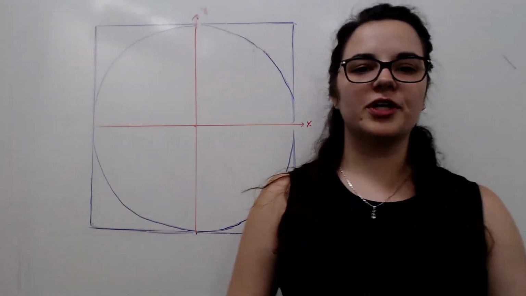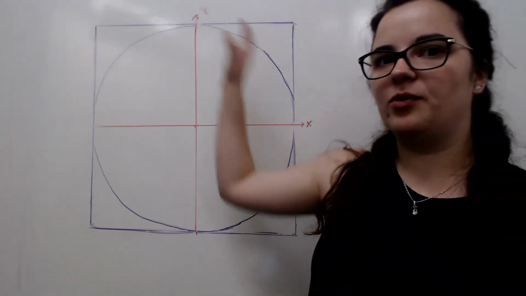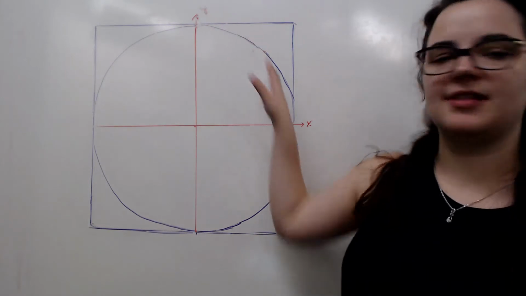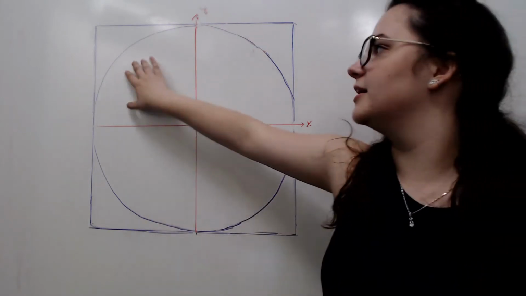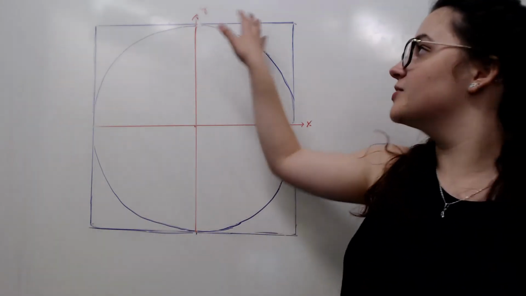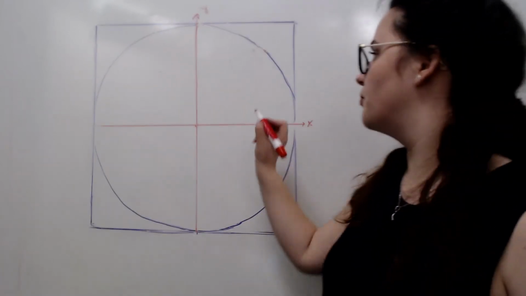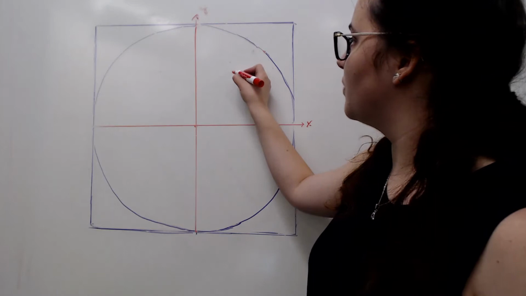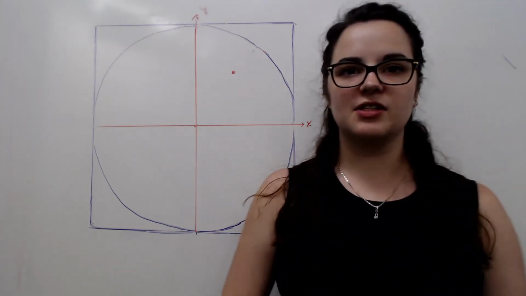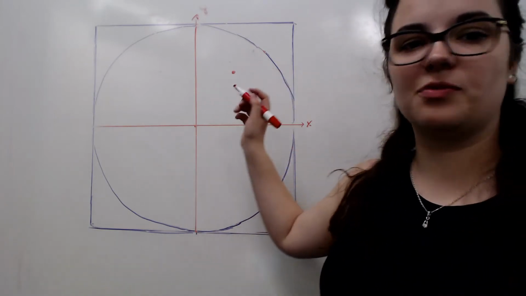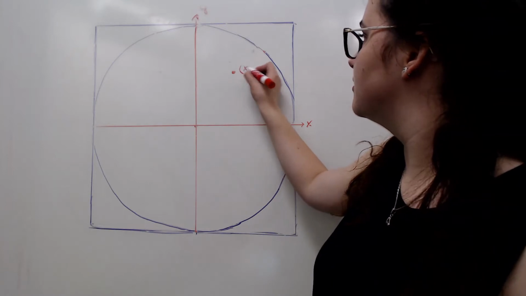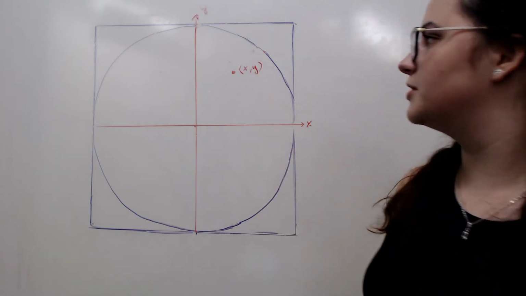So the way the program worked, it generated a random point anywhere in the square. It could be inside of the circle, so anywhere in here, or it could be outside of the circle. So let's just say that the point generated was right here. We can write it in terms of x and y, and it's (x, y). That's our coordinate for the point.